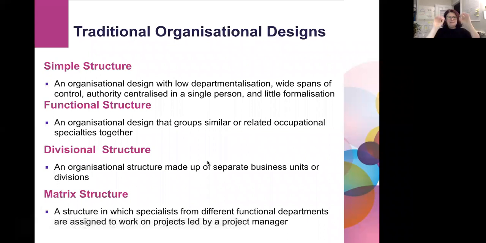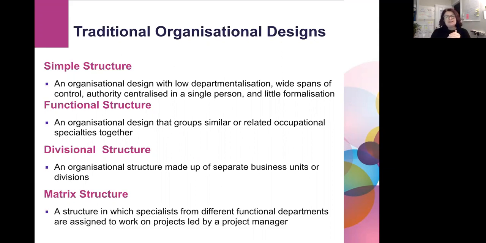So this is the actual structure, right? Where you think of the little boxes and how the boxes connect to each other, what does that look like? And so we have our simple structure, where a very small business will have a simple structure because it's not going to have enough people often to have boxes. It's just going to have names. And so we've got very few departments. We've got wide spans of control. Often authority is centralized in a single person because there's only one boss, and very little formalization.